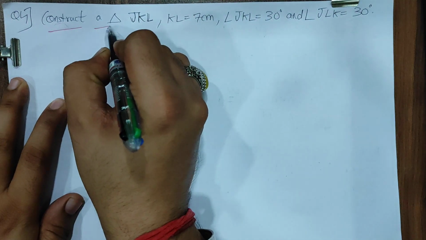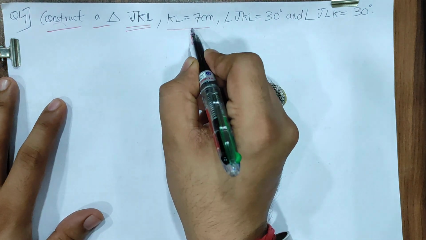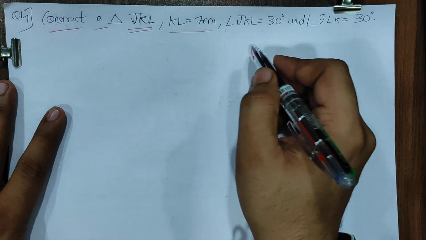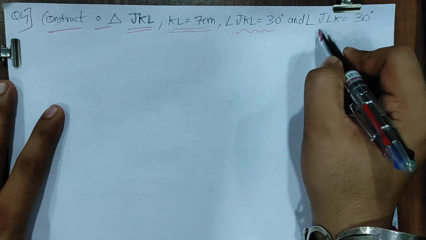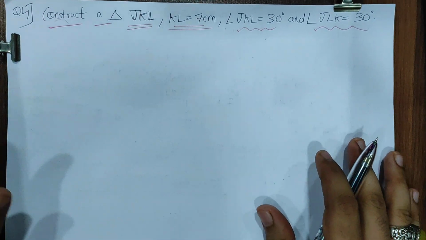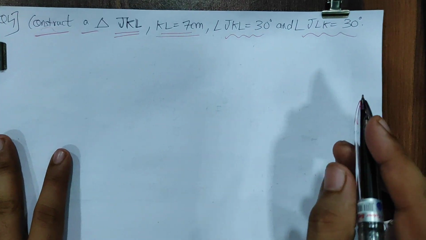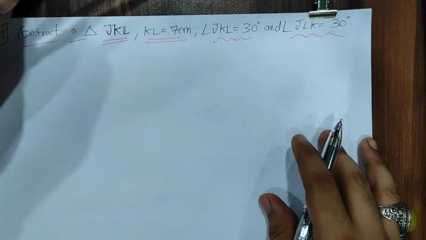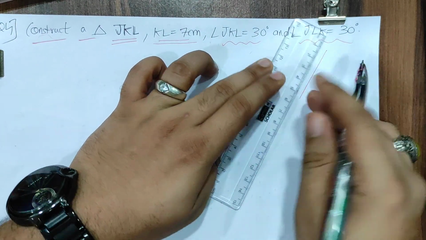Construct a triangle JKL such that KL is 7 centimeter. Okay, measurement of one side is given. And oh, now only one side measurement is given and two angles are given. Both are 30 degree. Okay, so really it will be very interesting. Let's do it. First case is drawing the rough diagram. Rough diagram means it gives us a clear picture.